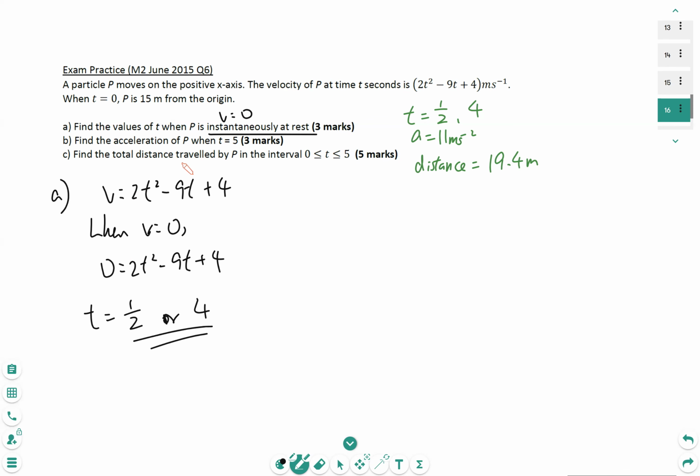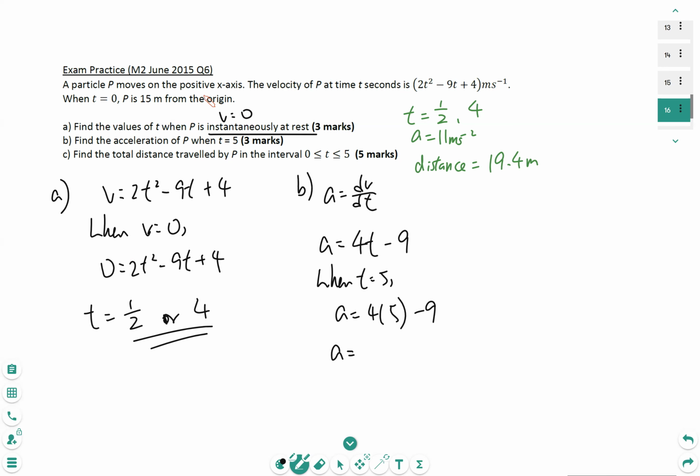Part B, find the acceleration of p when t equals 5. To find acceleration from velocity, we know a equals dv by dt. So a equals, differentiate v, 4t minus 9. We want to find t equals 5. So when t equals 5, you get a equals 4 times 5 minus 9. So a equals 11 meters per second squared.